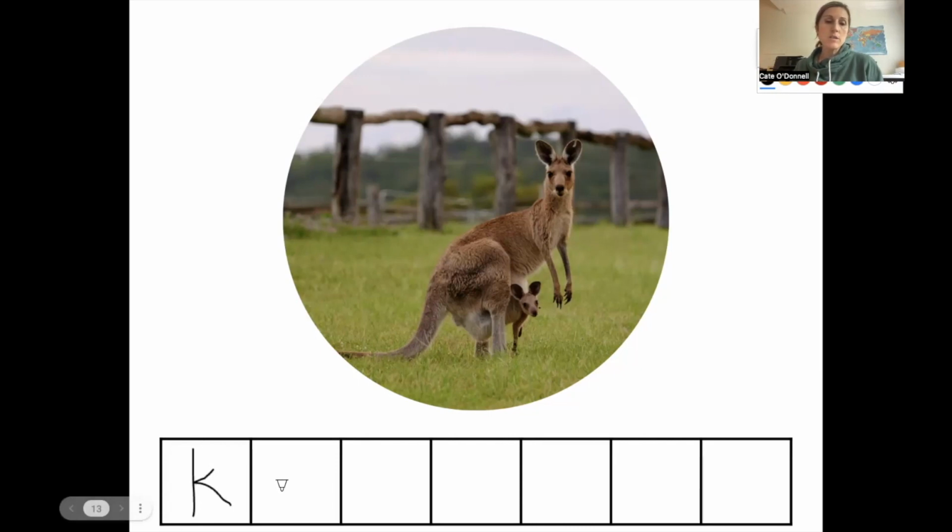What's our next sound? K, A. Letter A making that A sound. What's our next sound? Kang. We have the letter N making that sound. What's our next sound? Kang. G. We hear the G.